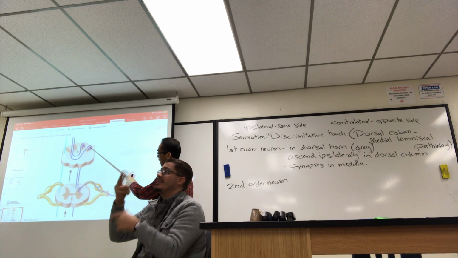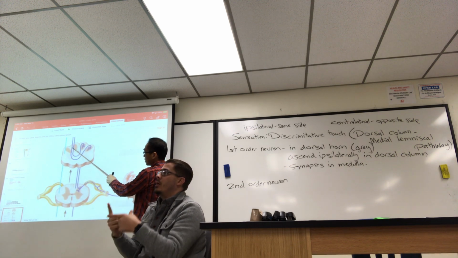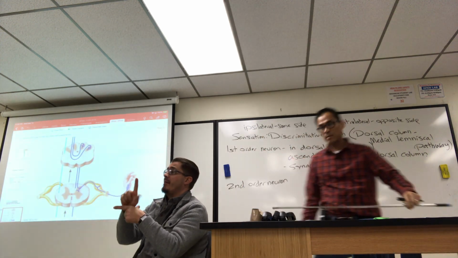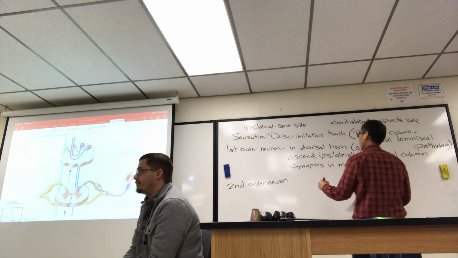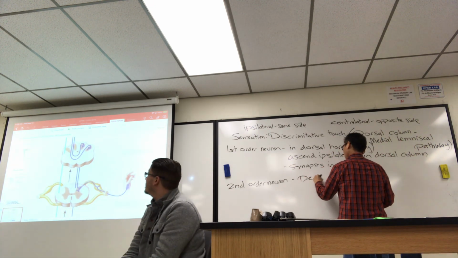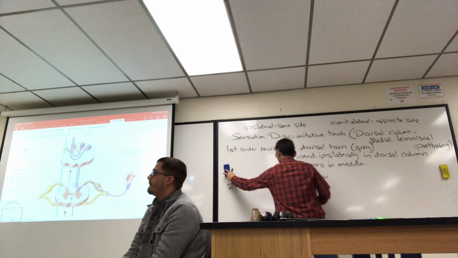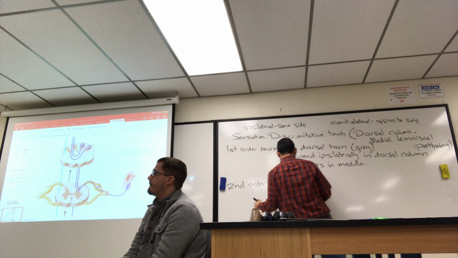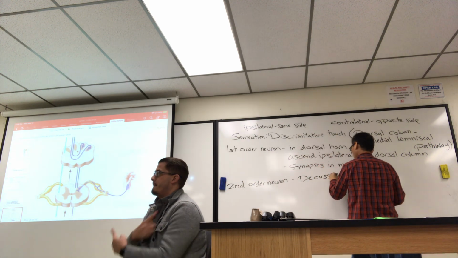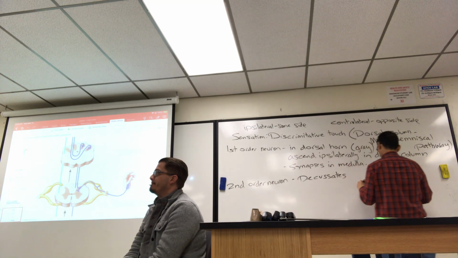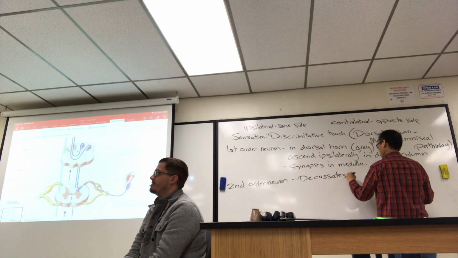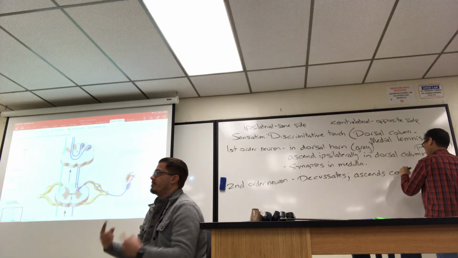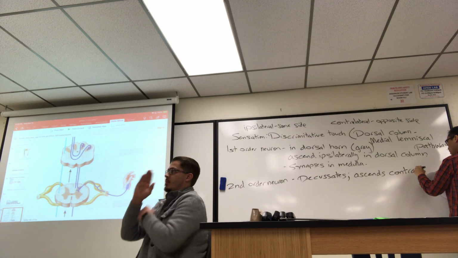The second order neuron is actually going to decussate in the medulla. It's going to ascend contralaterally. Okay, so write that. I think decussate is 1C. Decussates. Ascends contralaterally.